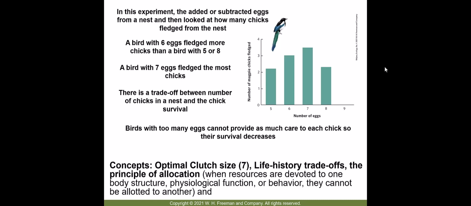The major concept that this graph is illustrating is the concept of optimal clutch size. So in this particular case, the optimal clutch size for this species of bird would be 7 because that is the clutch size that gets them the most chicks fledged, assuming there aren't other things that are involved. So this also brings us back to the concept of life history trade-offs and the principle of allocation.